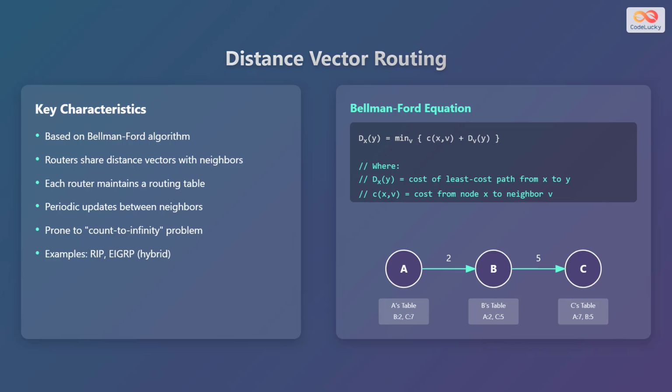Routing Information Protocol, or RIP, and Enhanced Interior Gateway Routing Protocol, or EIGRP, are examples of protocols that use distance vector routing. Here is the Bellman-Ford equation. The distance from a node X to node Y is the minimum of the cost from X to a neighbor V, plus the distance from V to Y.